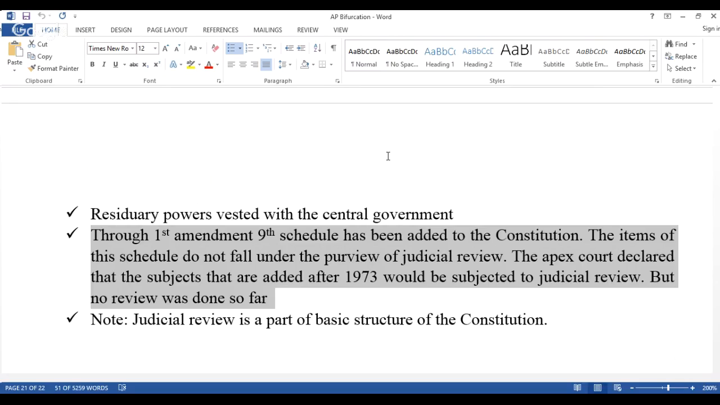On one side, the parliament says that you don't have the power of judicial review on the ninth schedule. The Supreme Court says that we go for the judicial review. But it is not happening. None of the subjects in the ninth schedule were reviewed so far. That is the reason why, if you look at the reservation systems in the country, in each state, the reservations will vary. The percentage of the reservations will vary from state to state.